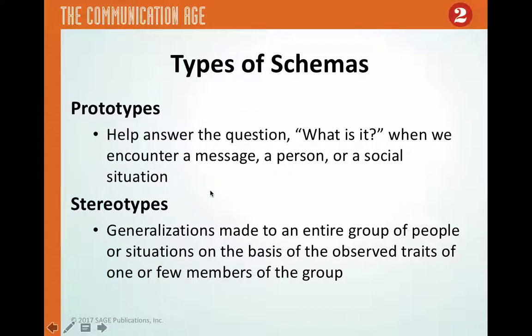There are two types of schemas. There's prototypes and there's stereotypes. So prototypes help us to answer the question, what is it? When we encounter a message, a person, or a social situation.